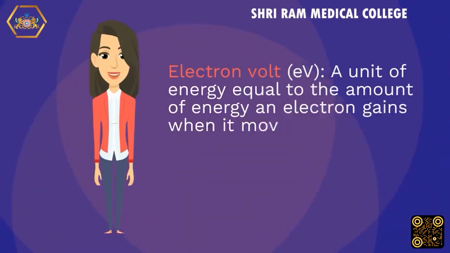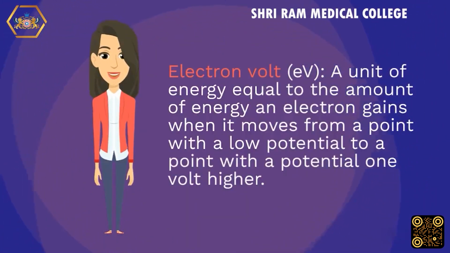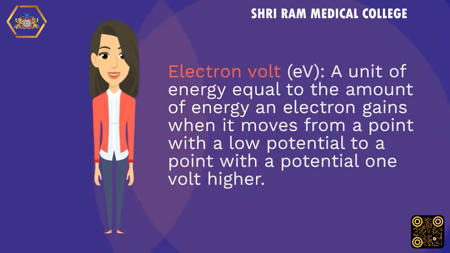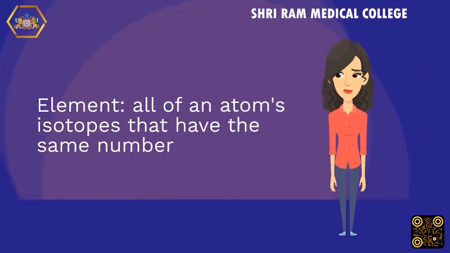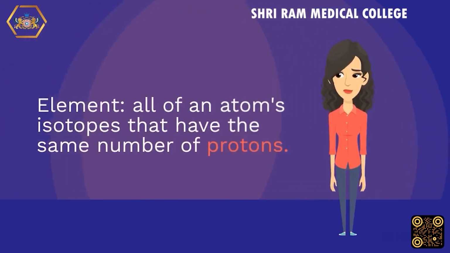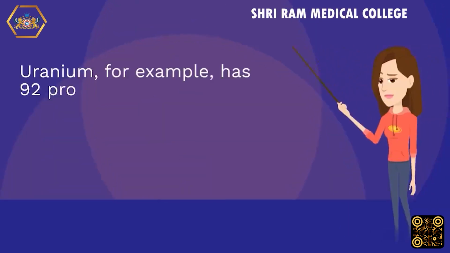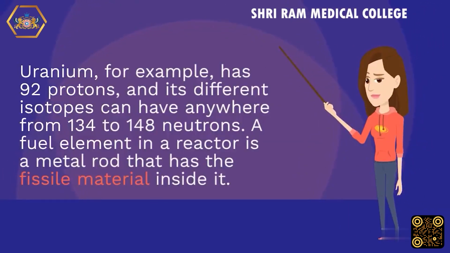Electron volt, eV, a unit of energy equal to the amount of energy an electron gains when it moves from a point with a low potential to a point with a potential 1 volt higher. Element, all of an atom's isotopes that have the same number of protons. Uranium, for example, has 92 protons, and its different isotopes can have anywhere from 134 to 148 neutrons.